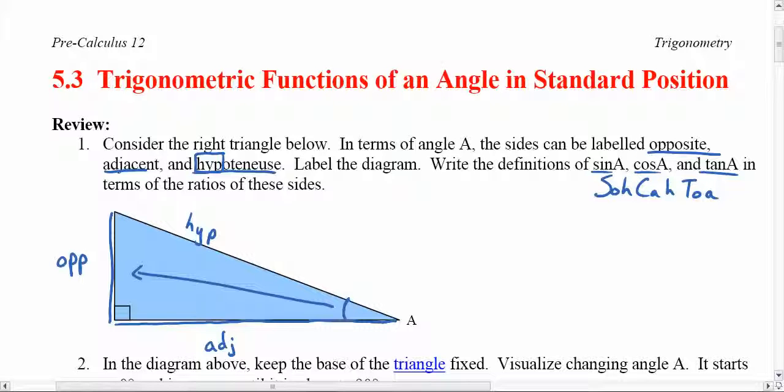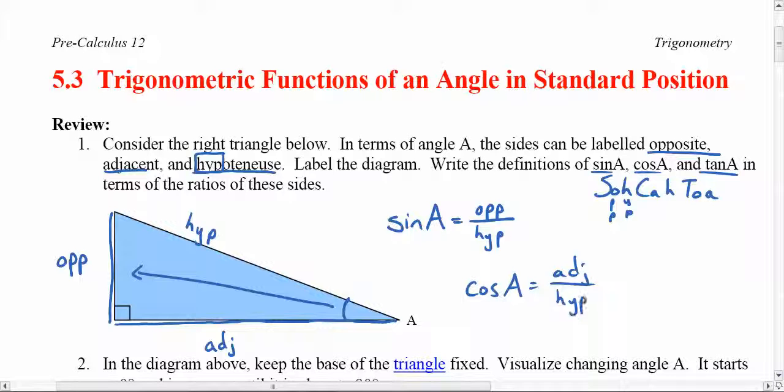Okay, so the SO in SOHCAHTOA means that sine of the angle is opposite over hypotenuse. So sine is just a ratio of sides. The cosine of an angle is adjacent over hypotenuse. And the tangent of an angle is opposite over adjacent.